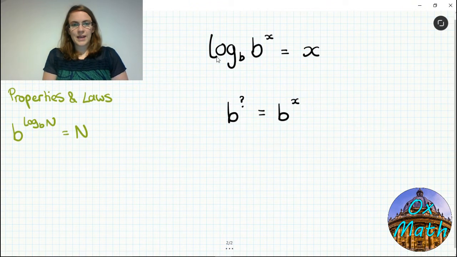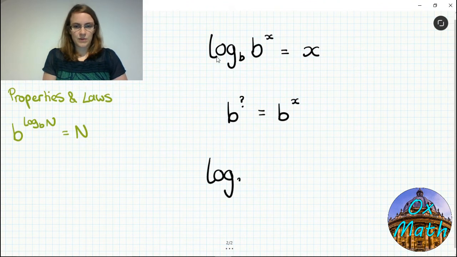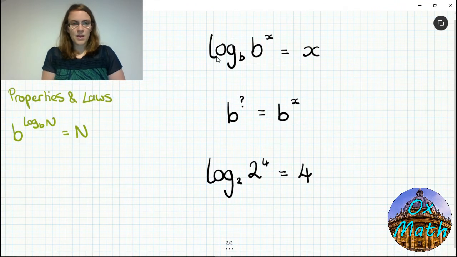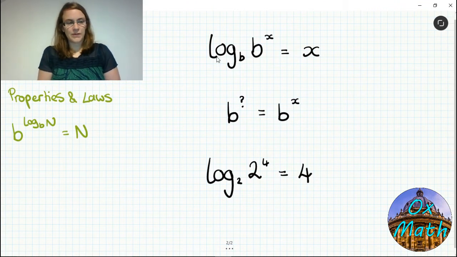So again, if you have the log base b of a number which has the base b and a power, you are left with just the power. The log base b and the b cancel each other out and you are left with just the x. So for example, if I want to know log base 2 of 2 to the power 4, so the power that goes with 2 to get 2 to the power 4, well, that is going to be 4. 4 is my power that goes with 2 to get 2 to the power 4. So that is our second property, which can be very useful to remember.